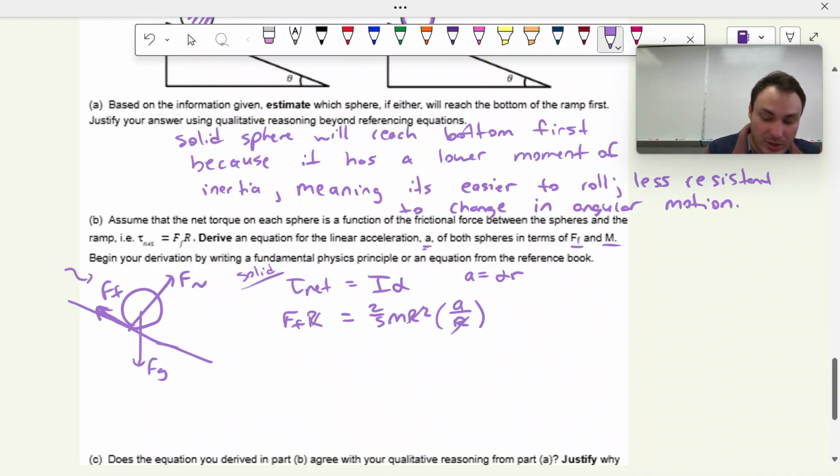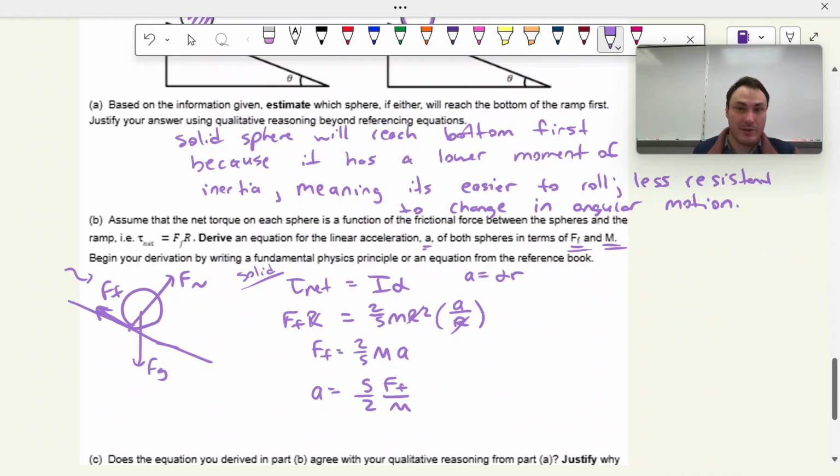All of my R's will cancel out. I get force of friction equals 2/5 big M times A. And then A is going to be equal to 5/2 force of friction over mass. And I can stop there because we have it in terms of the variables we need: force of friction and mass. Our only variables are force of friction and mass. Let's do the hollow now.